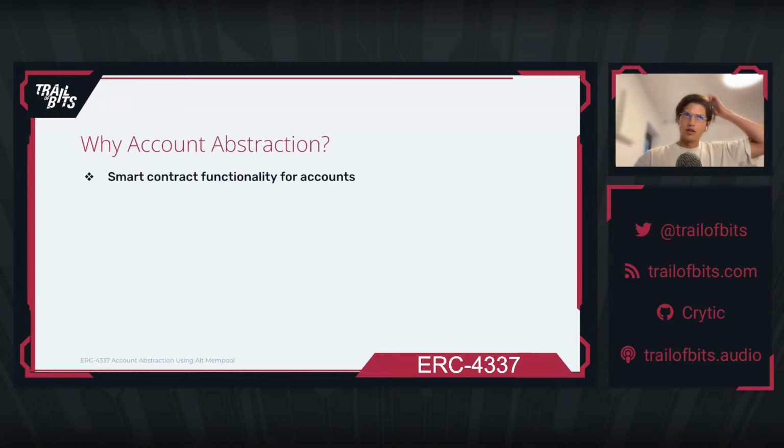So the idea is that we want smart contract functionality for accounts. Currently, we have this distinction of smart contracts and EOAs. EOAs meaning externally owned accounts, so accounts that have an associated private key and accounts that can basically sign transactions and send them on chain, whereas smart contracts can contain code, but they don't have an associated private key, and EOAs currently cannot have any code, so they cannot have any additional logic tied to the execution of transactions.